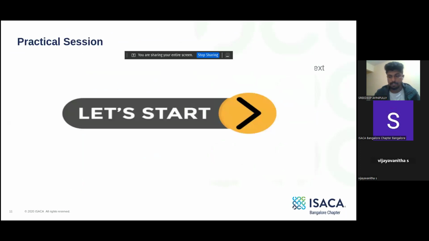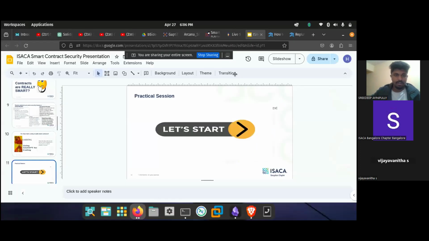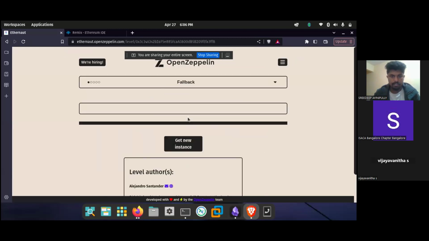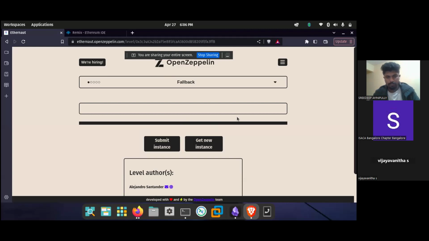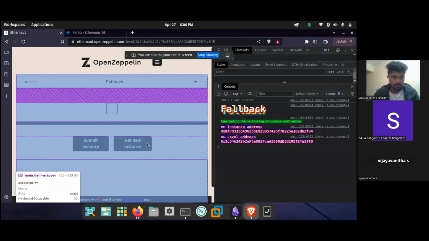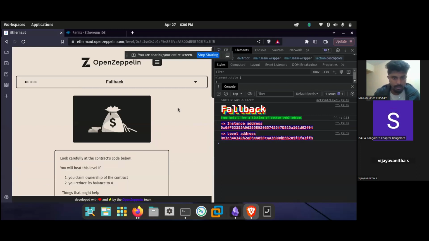Okay, let's start the practical. For the practical session, I have Ethernaut. It's a CTF kind of thing, where I studied and trained on smart contract vulnerabilities. This is the first challenge, and it's the easy one. Why is it not loading? Just give me a minute.